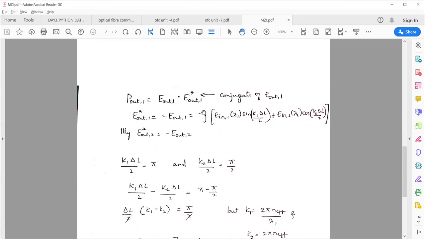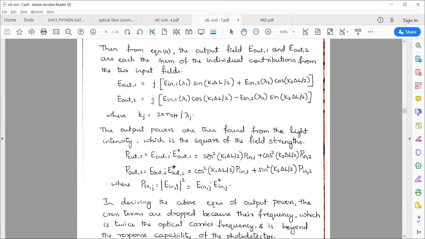So if E out 1 is j into this term, the conjugate of E out 1 is minus j into this term. Similarly, you can use that for E out 2 as well. So now if you multiply E out 1 with the conjugate of E out 1, you end up getting sine square k1 delta L by 2 into P in 1 plus cos square k2 delta L by 2 into P in 2.